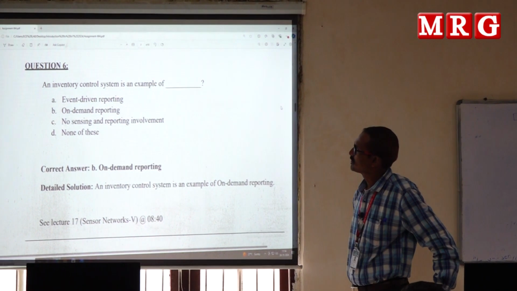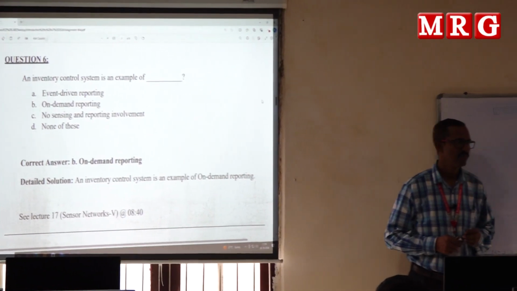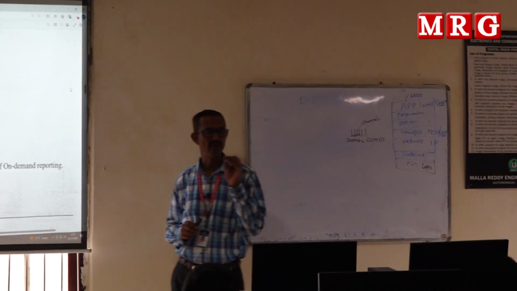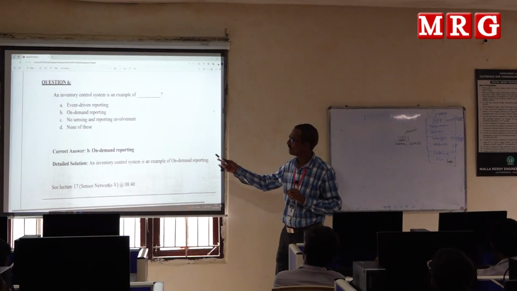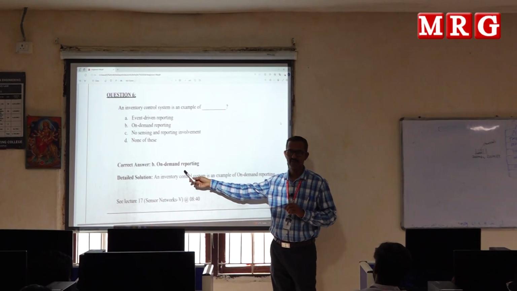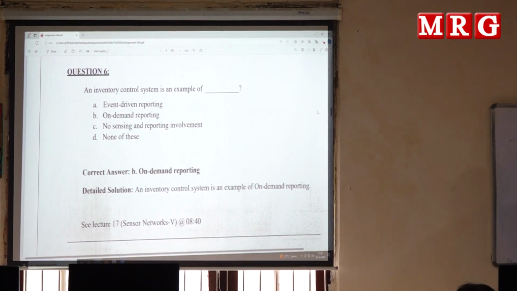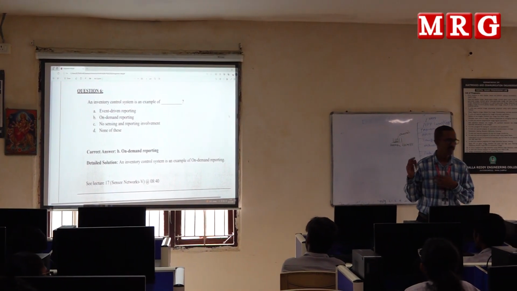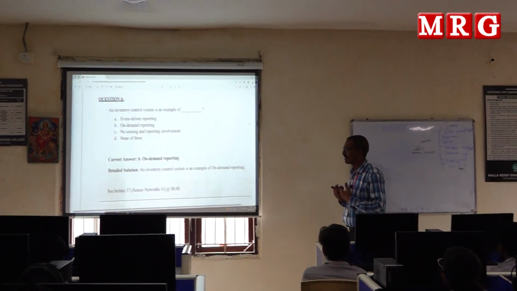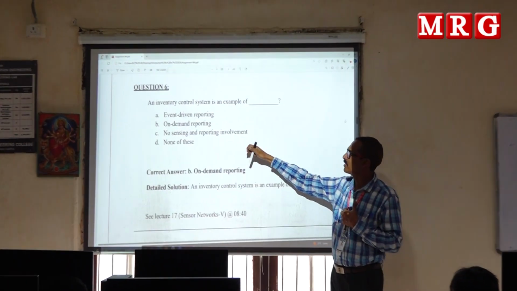An inventory control system is an example of this. Just like the water tank we took as an example, that is event driven. But here, this is on demand. All inventory based applications work based on demand, based on the request. I require that data, so this application is on demand, demand reporting. The answer is demand, not event.